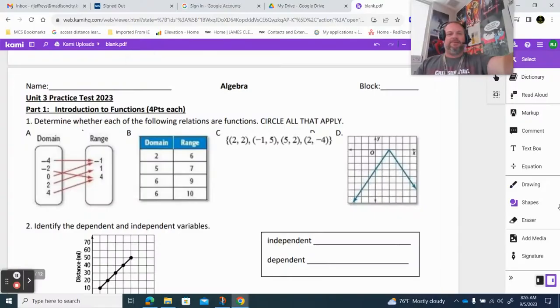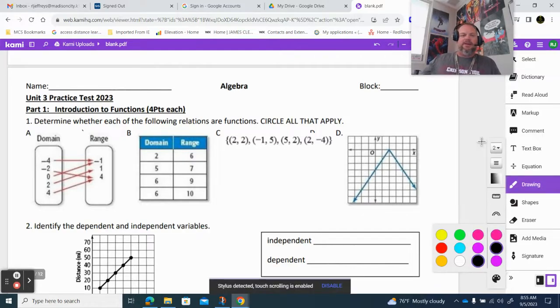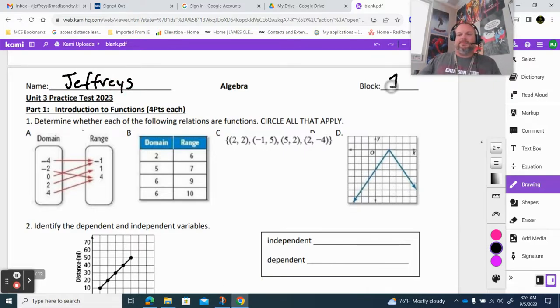We are back here in Mr. Jeffrey's classroom on a glorious Tuesday because we had Labor Day yesterday. So we are about to review for our unit test. Got to make sure all the important information is there.